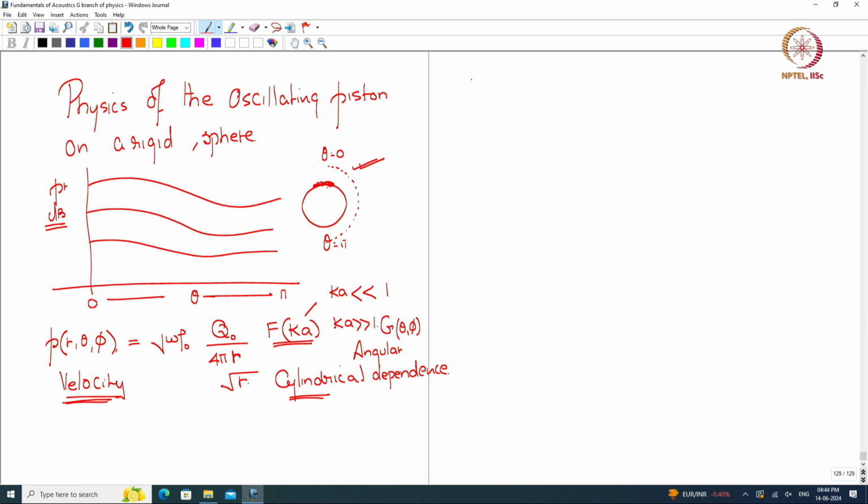Now the third point I wanted to mention is that we spoke extensively about the pulsating sphere. So now I want to make something clear here. If Ka is very small, then of course either omega is small or the radius is small. If the radius is small, less volume velocity, it can push less air, it is capable of pushing only less air, and therefore it is an inefficient source.